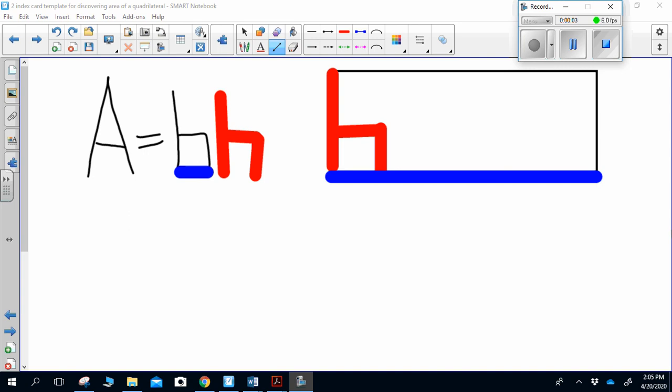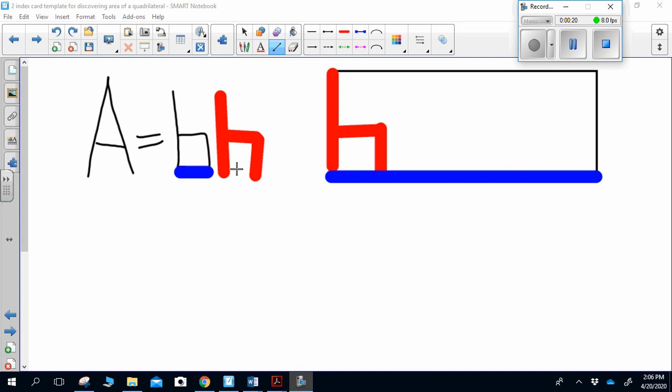So I want to talk to you about something called composite shapes. But before we begin, I want to review some things. So you'll notice that on the worksheet that you got and have been working on, that I make my B and my H like this. And the reason behind that is this.